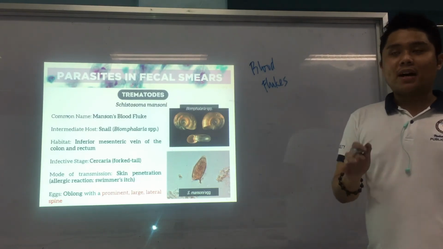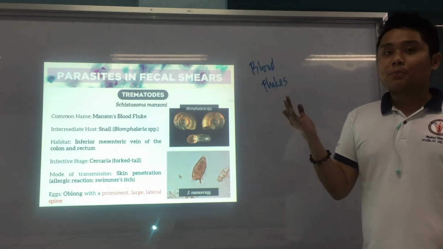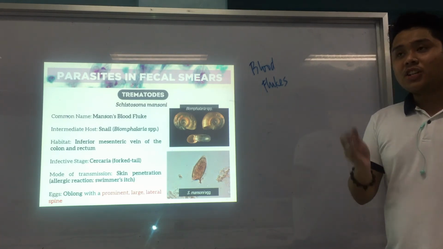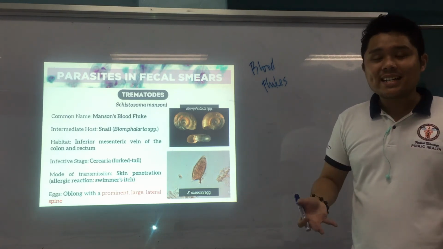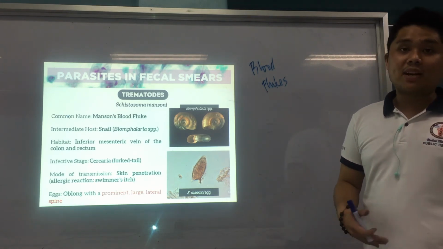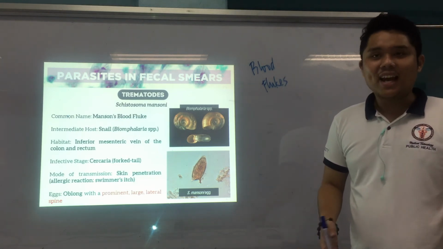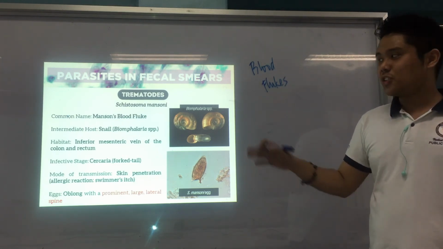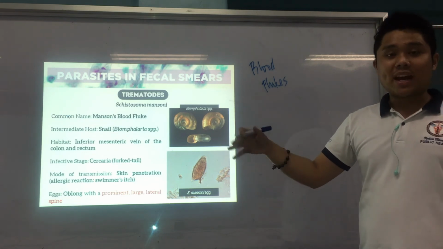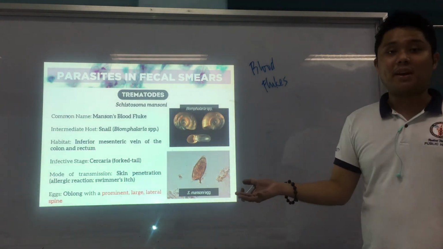But in the lecture, there are others. You may be wondering, sir, where is Schistosoma haematobium? It has a prominent terminal spine. Your Schistosoma haematobium lives in the blood vessels of your urinary bladder, so it is recovered from urine. So that's a different specimen. We're just focusing on the schistosomes that we can get from stool specimens, from our fecal smears.